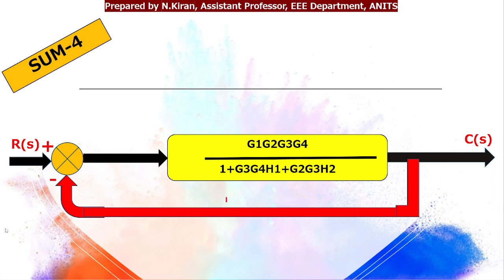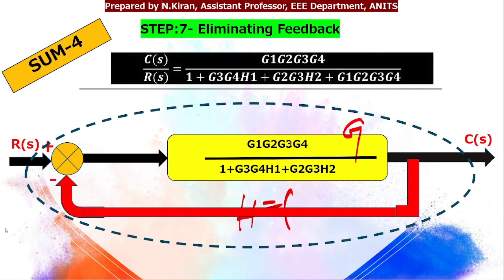And lastly, elimination of feedback. Here H value is 1. In place of G, I have this entire block. Applying formula, that will give me my transfer function as G1, G2, G3, G4 by 1 plus G3, G4, H1 plus G2, G3, H2 plus G1, G2, G3, G4.